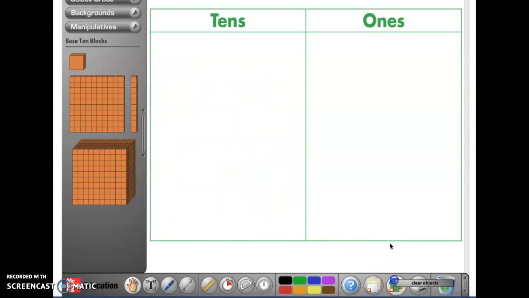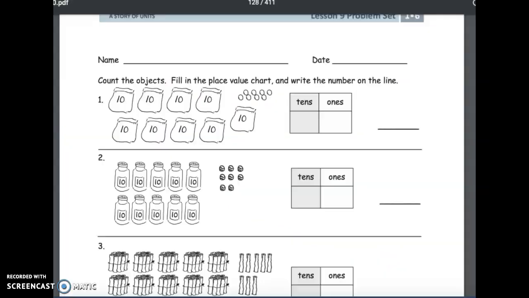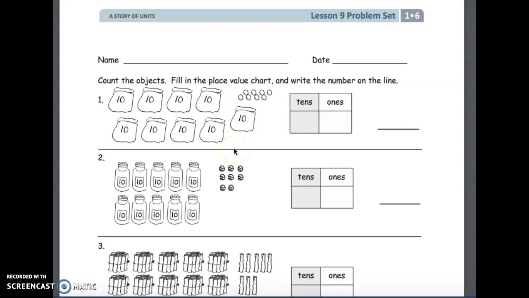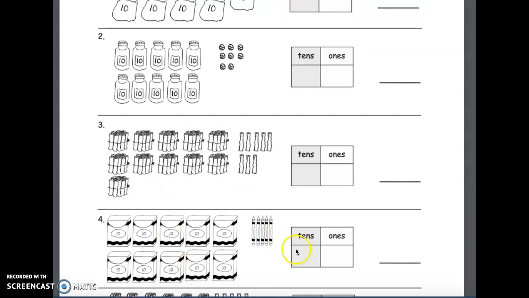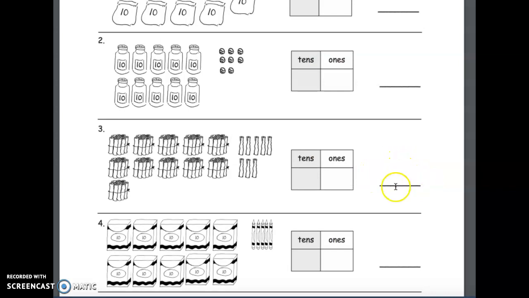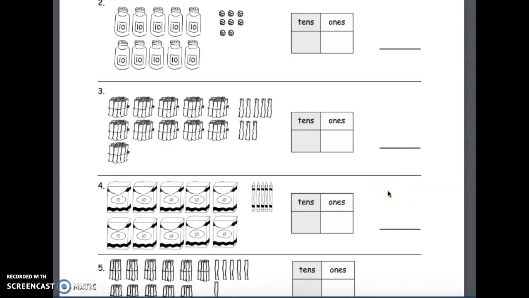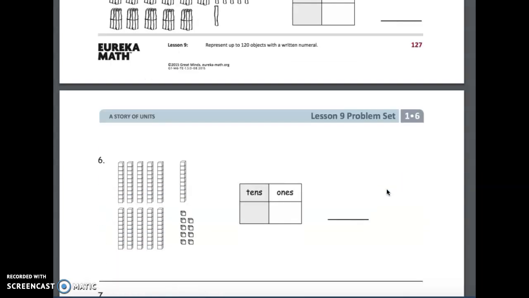So when you're looking at the groups of 10, remember you won't have any more than 12 bags or bottles or bundles, whatever there are here, but count those, put them in the tens place, and then your leftovers or your ones, put those in the correct place, and then you'll put the number just out here in the blank without being in the place value chart. Okay, there's the front side of what you're doing.